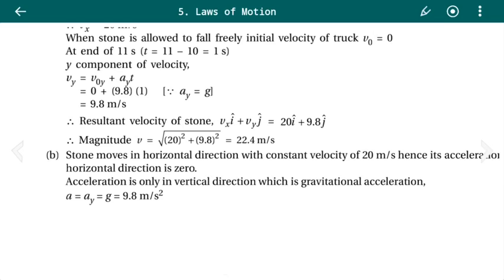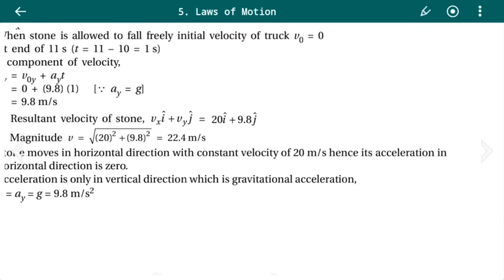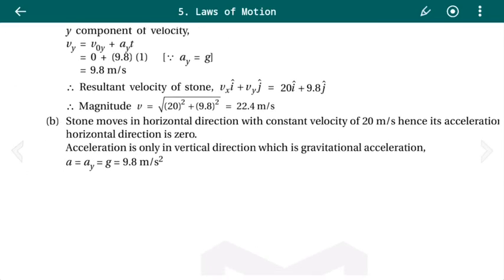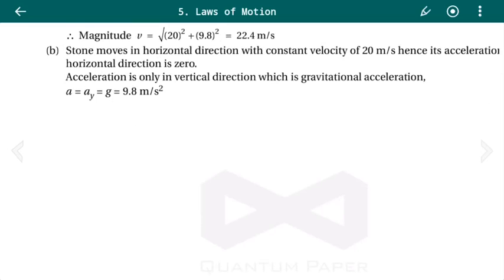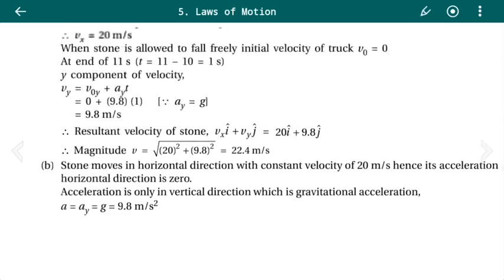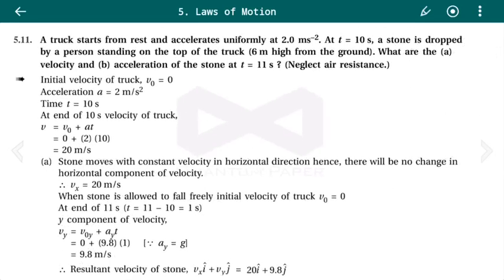Now stone moves in horizontal direction with constant velocity of 20 meter per second, hence its acceleration in horizontal direction is 0. But obviously, if it is moving with constant velocity, then acceleration will be 0. And acceleration is only in vertical direction, which is gravitational acceleration. And the acceleration in vertical component is equal to g, that is 9.8 meter per second square. So at the end of the 11 seconds, acceleration will be 9.8 meter per second square. So students, you may note down this numerical.